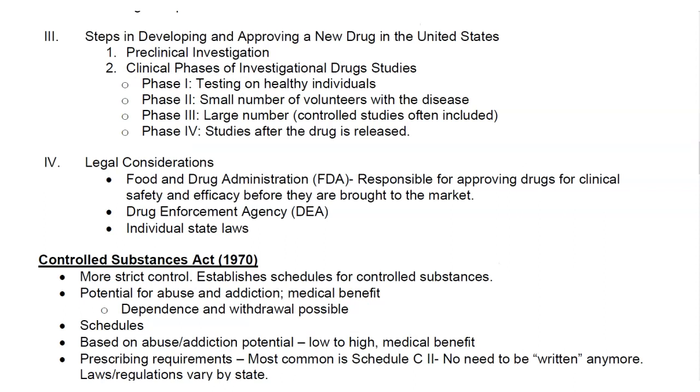As nurses, we have to have an idea of how drugs make it to the market, right? How do they make it available to the public? Well, there are steps to make sure that these drugs are safe for the public. So you have the preclinical investigation, and then you have the clinical phases of investigational drug studies. So in the United States, how we basically make drugs available to the public starts with preclinical investigation. So this is when they're making research studies, investigating the drug without trialing it to people, right?